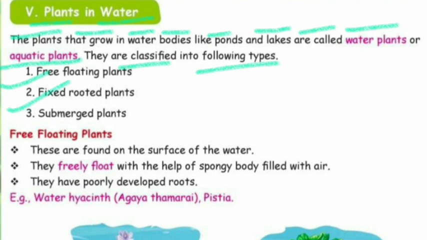Second is fixed rooted plants. A few plants have their roots fixed at the bottom of the water and they float on the surface of the water. Understand? The third one is submerged plants. A few plants are completely under the water. They are in the water. Now we are going to learn one by one, in order.